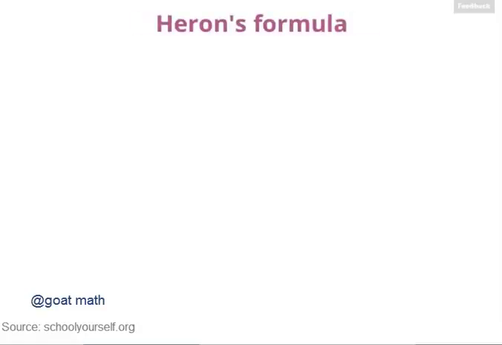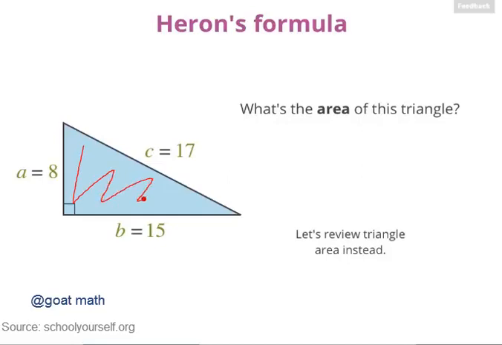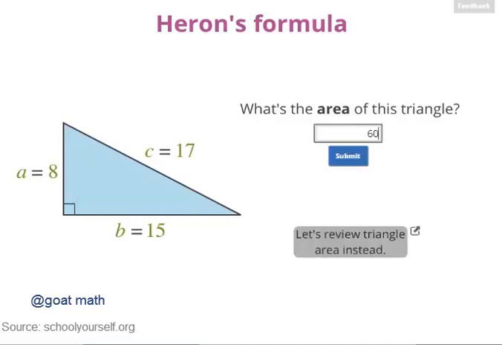In this lesson, we'll introduce Heron's formula. We'll start with a right triangle whose side lengths A, B, and C equal 8, 15, and 17. Because this is a right triangle, you already know its base and height. So first off, what's the area of this triangle?